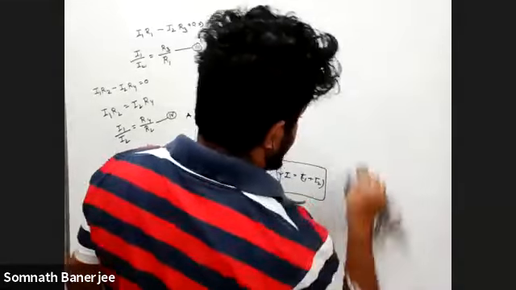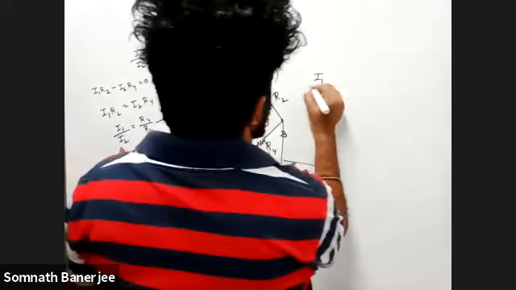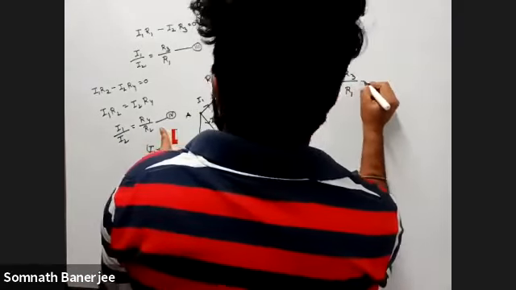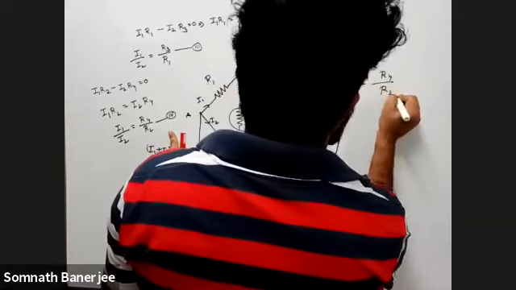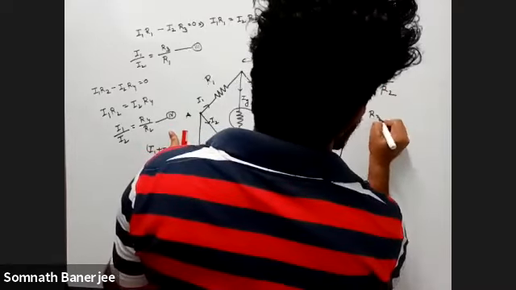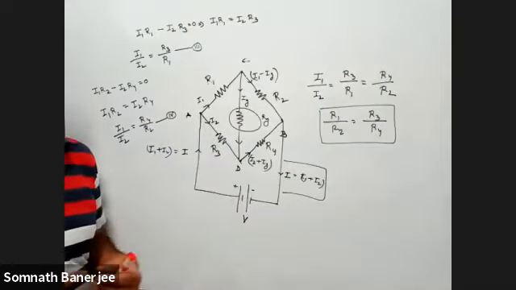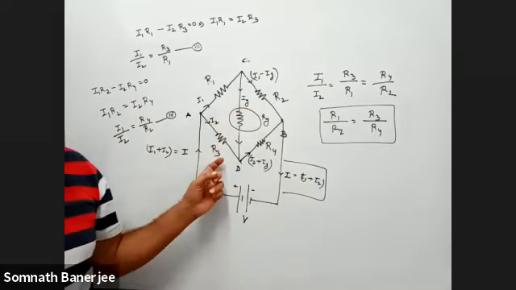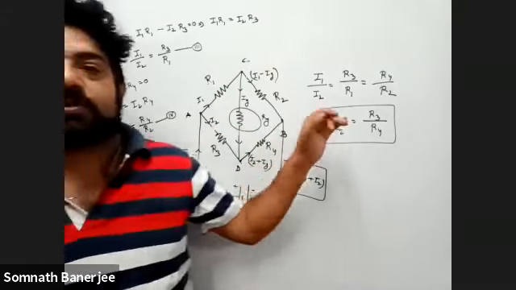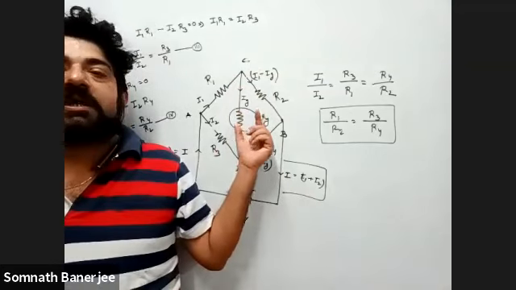From equation three and equation four, what can we say? I1 by I2, that is R3 by R1, equals R4 by R2. So R1 by R2 equals R3 by R4. So balanced. So now we use it in reverse way, same like capacitor. If R1 by R2 equals R3 by R4, we can remove R5 or RG from the circuit. So we use the rule potential of C equals potential of D, and on that basis no current flows through this, and we get this condition.